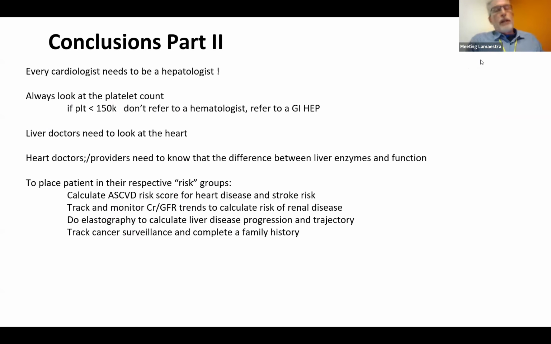Risk groups, you're going to do ASCVD, you're going to do your orthopedic, you're going to look at the renal, you're going to take a stroke risk. I mean, it's very important to have all that put together.